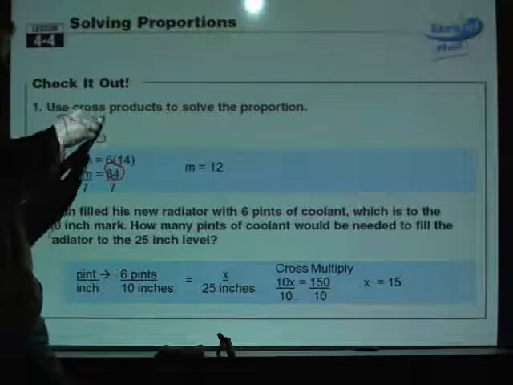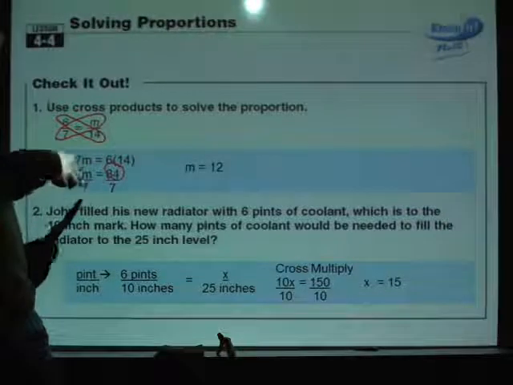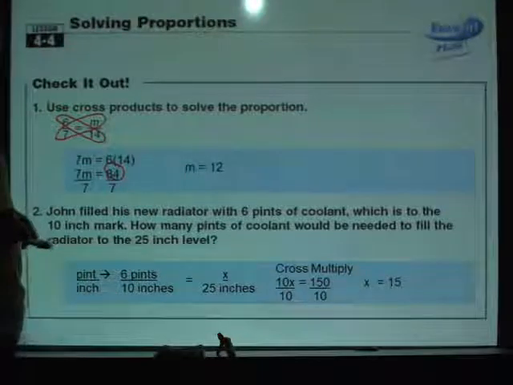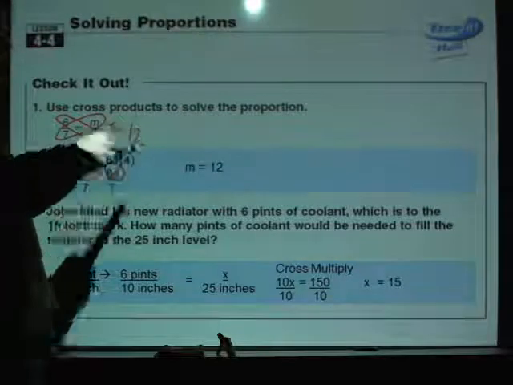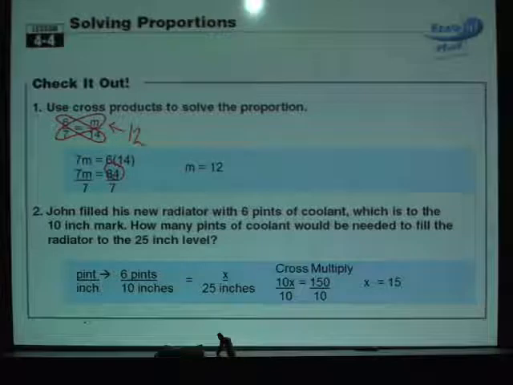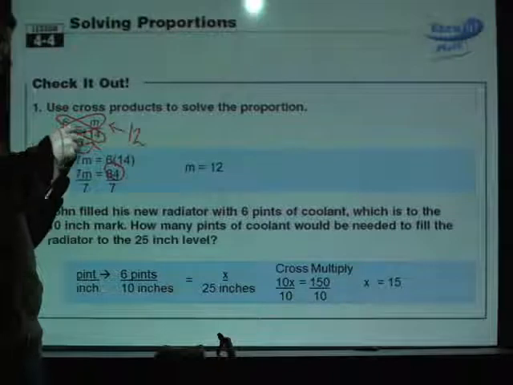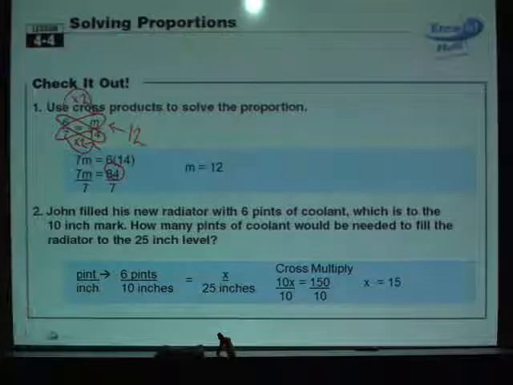So I'm saying, what can I multiply by 7 to get to 84? Well, as you can see, I'm showing some work here. I'm saying that 7 times 12 must be 84. And so the answer here for m is 12. Now, if you're saying there's an easier way to solve that, you've been paying attention. To go from 7 to 14 in the denominator, we're multiplying by 2. So I'm going to do the exact same thing in the numerator at the top, and 6 times 2 does indeed give me 12. So either way you solve this one, with or without the cross products, the answer verifies as 12.